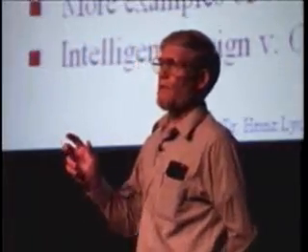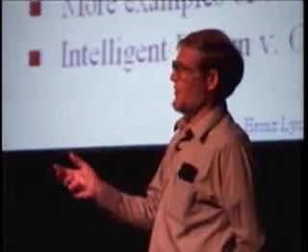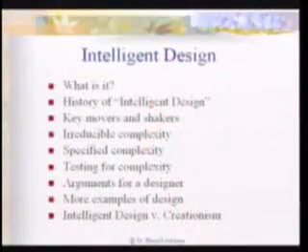And then I want to talk about how do you test for complexity? How do you test whether something is complex? Talk a little bit about arguments for a designer, some more examples of design. I'm going to show a few very simple examples up front, and then we'll cover a few more examples after that. And then how does intelligent design relate to creationism? You know, most of you in the audience here believe in creation as explained in the first 11 chapters of Genesis. That's how God created the world. That's how God created us. That's what we believe. Intelligent design, how does it relate to that?